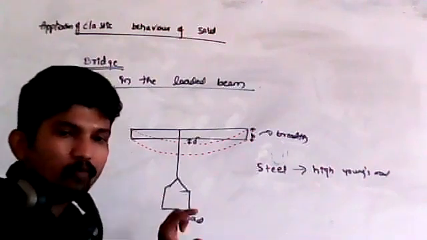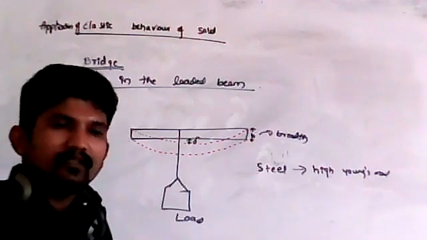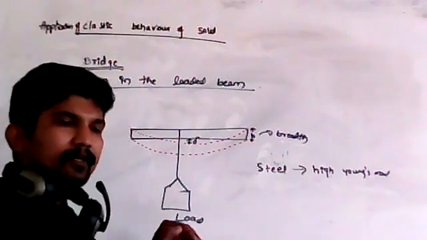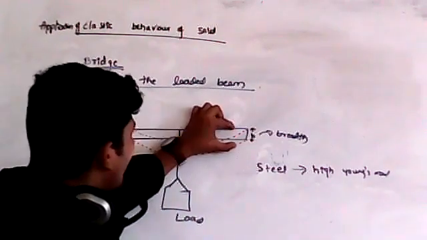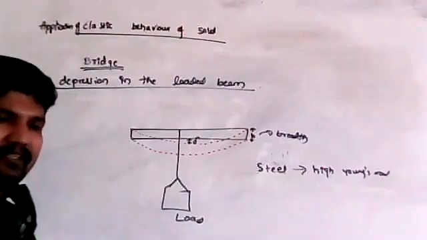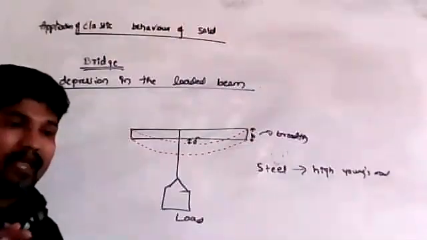It can tolerate that much load for a long time. It can survive for a long time. It cannot get depressed like this. So that's why, students, the reason behind this is we have to use steel instead of iron.